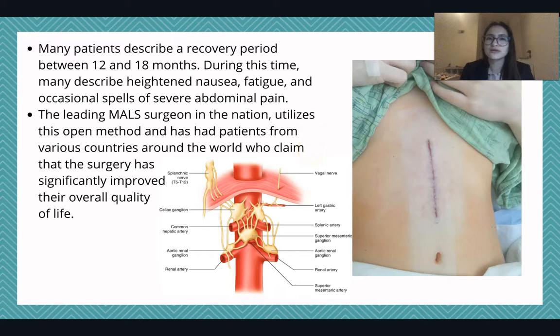You may be wondering why a patient would want to get this larger scar and undergo a larger recovery period in order to get this open surgery. This is because the leading MALS surgeon in the nation utilizes this surgical method and has stunning results. He has many patients who have undergone laparoscopic surgery previously and see him to resolve any remaining symptoms that they may feel related to MALS.